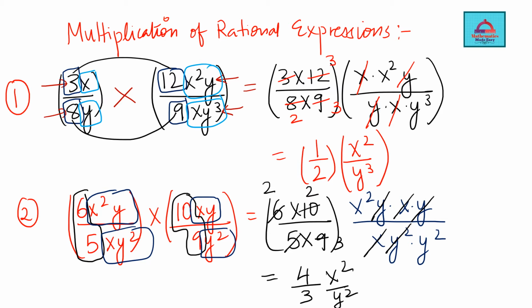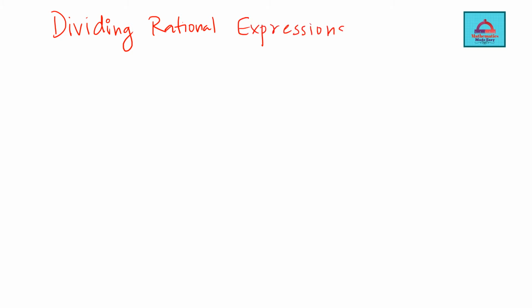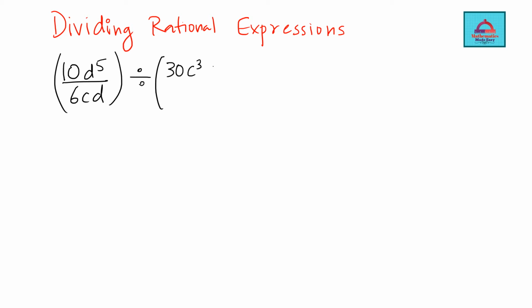Let's take some examples on division now. Now that you've learned multiplication, let's do some questions on division also and understand the concept well. So now we are learning how we divide rational expressions. So let me begin with an example here also. So I'm going to now take two rational expressions. The first one that I'm selecting is 10d to the power 5 divided by 6cd. So that's your first rational expression, and you are dividing it with the second one, which is 30c cube d square divided by 4c.